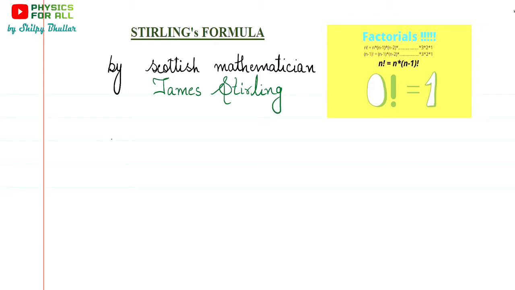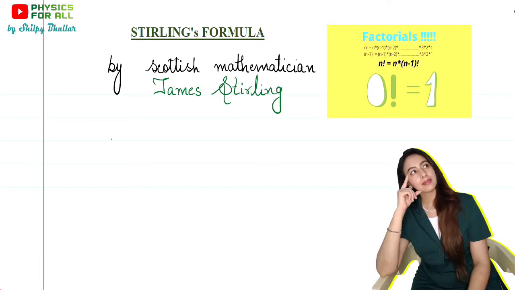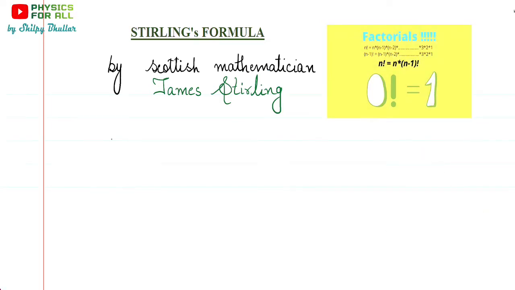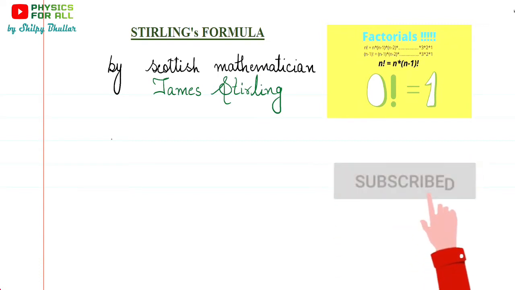So, whenever we use big derivations to solve larger factorials, we don't go for solving all those factorials. We simply make use of Stirling's formula. So, this is a formula based on factorial. And what is its use? It is used to analyze the value of larger factorials.